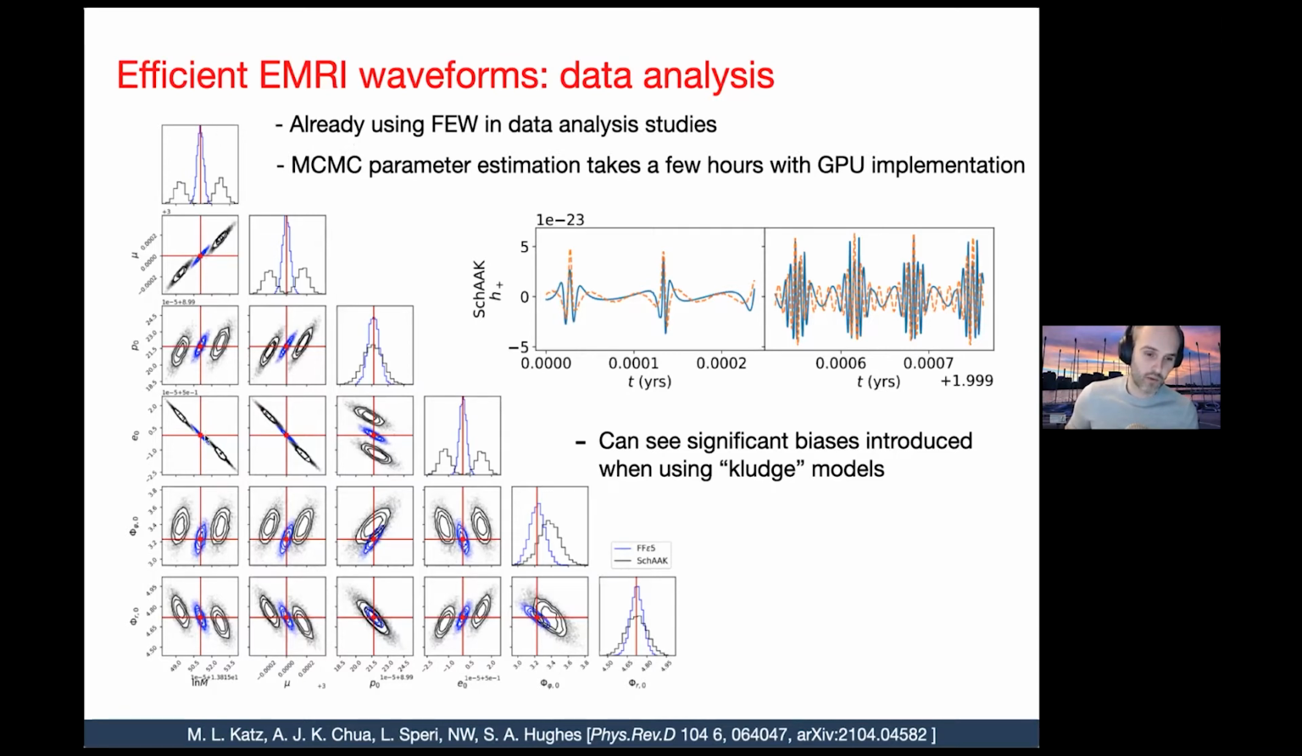And as an example, we injected a FEW waveform and recovered it, but we can also attempt to recover it with these kind of kludge models that have existed in the past, where people make weak field approximations, or just use the quadrupole formula to compute the waveform. And you can see that when you do that, you end up with significant biases in the various parameters of the waveform. And so it shows the value of using, obviously, the fully relativistic results.